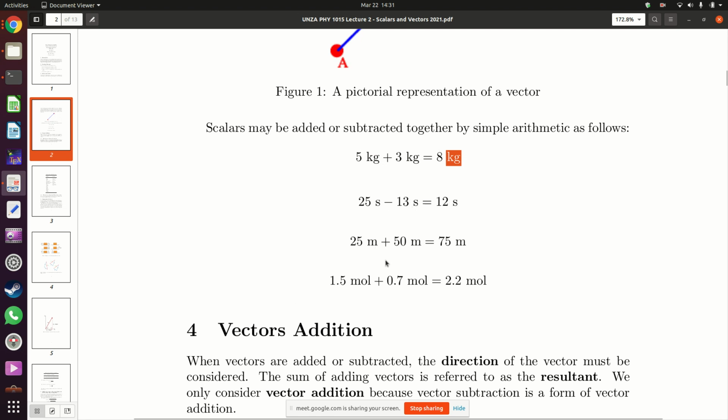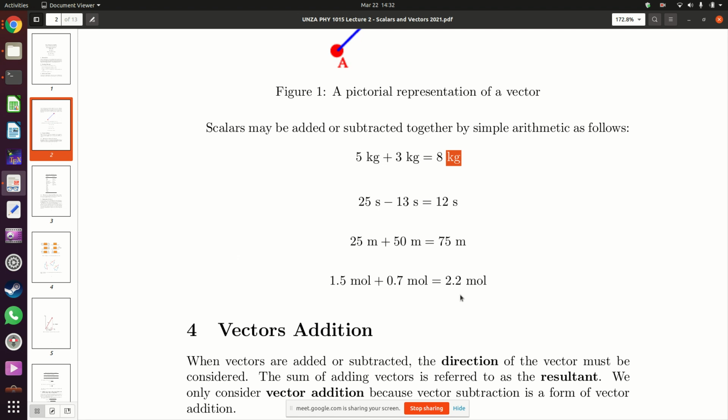Here I've got 25 seconds minus 13 seconds, I get 12 seconds. Here I've got 25 meters plus 50 meters, I get 75 meters. Here I've got 1.5 moles plus 0.7 moles, I get 2.2 moles. When you're adding scalars, what you're just doing is simple addition, subtraction. You don't worry about the direction.